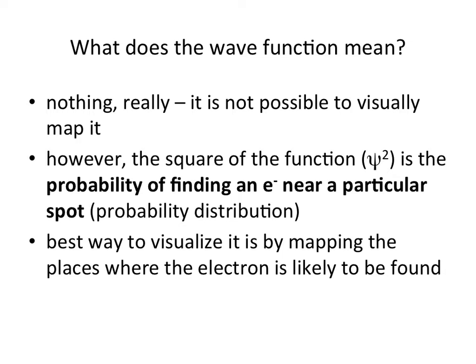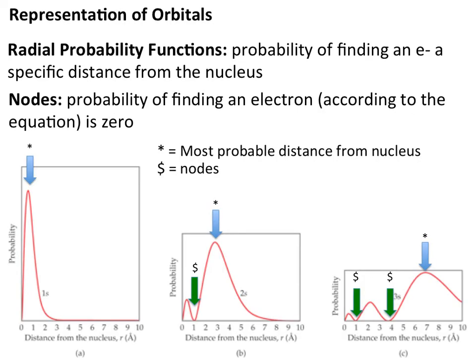As we know from other classes, probability distribution is what tells us where the electrons reside. Where the electrons reside are known as orbitals. So this wave function actually tells us quite a bit about where the electrons are, what their relative energies are, things of that sort. Radial probability functions basically tell us the probability of finding an electron at a specific distance from the nucleus.